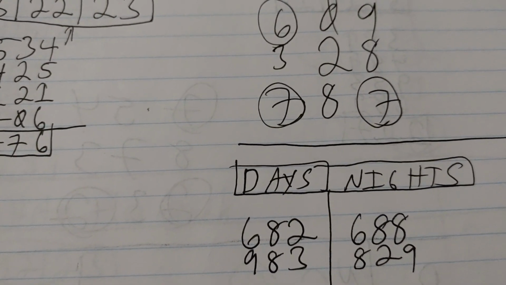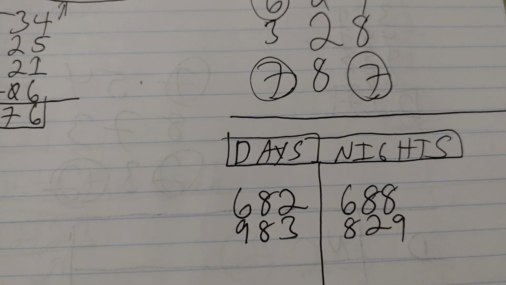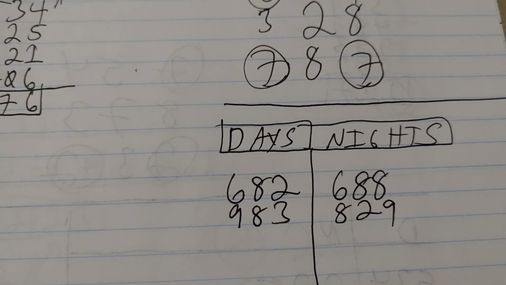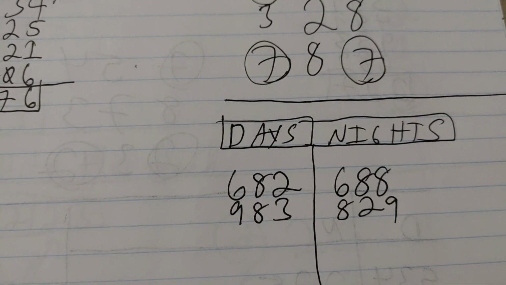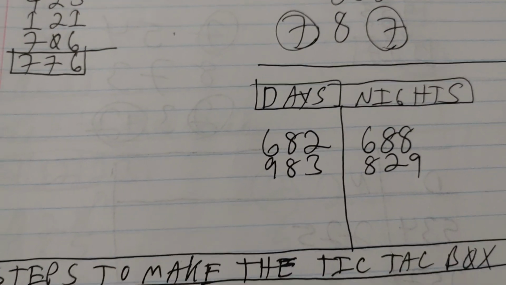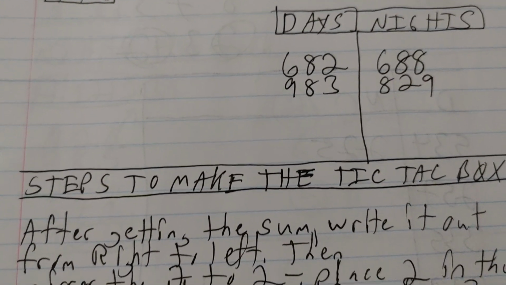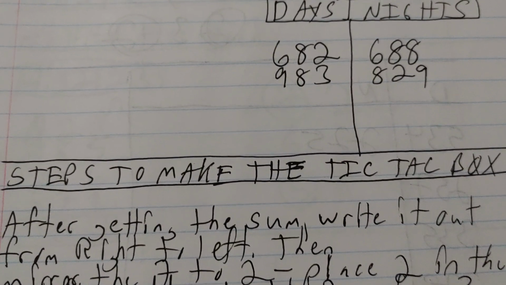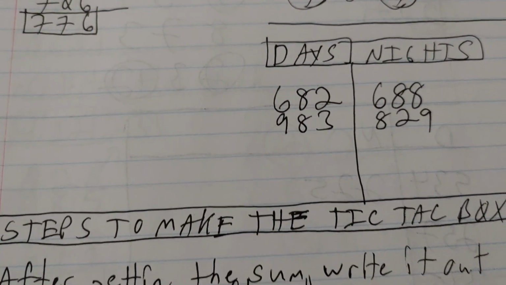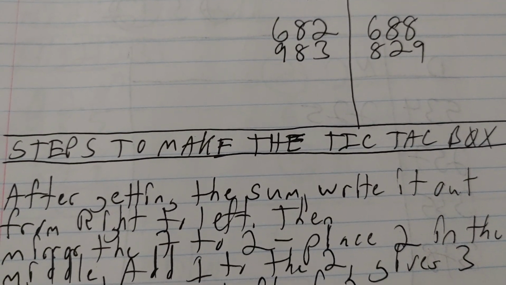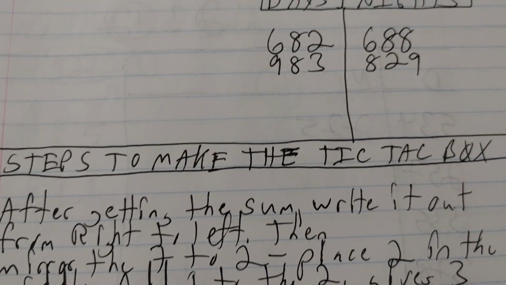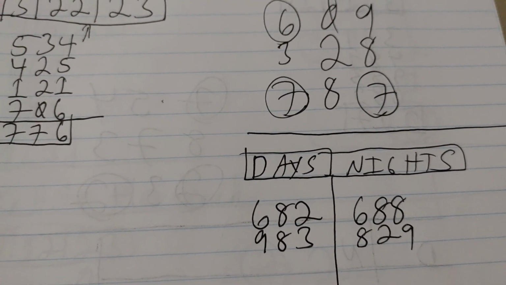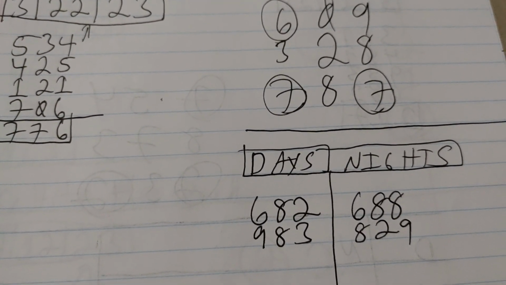So from this method, the day side numbers were 682, 983 that hit in the next 7 days. On nights, it was 688 and 829. Alright, and then to set up the box for the tic-tac-toe L shape, after you get the sum, which was the 776, you're going to write out the 776 from right to left. They're circled so you can see that better. So 776 there.